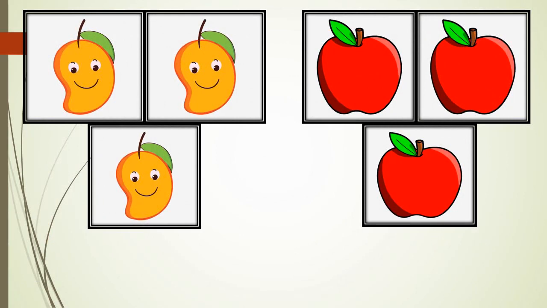We can see here picture of mangoes and apples. Let's count how many mangoes here. 1, 2, 3. Let's count how many apples here. 1, 2, 3. So there are 3 mangoes and 3 apples here. There are equal number of mangoes and apples here. So we can put equal sign here. We can read this as 3 is equal to 3. Understood?